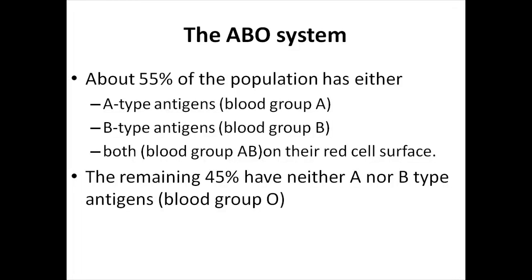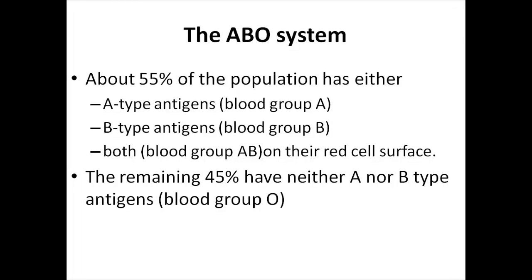So we can see in the ABO system we have A, B and O. The division between A, B and O is that individuals having A, B, or both A and B constitute about 55% of the population. And the remaining 45% are individuals having O blood group. That is to say, individuals with O blood group are the many within the population.